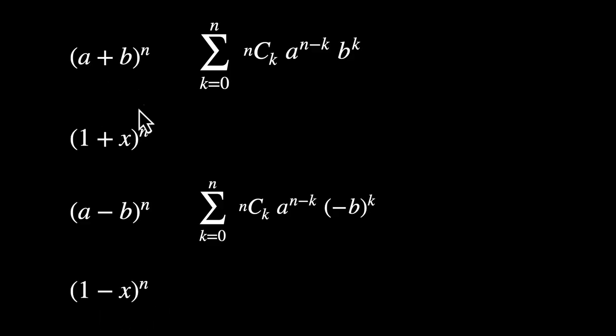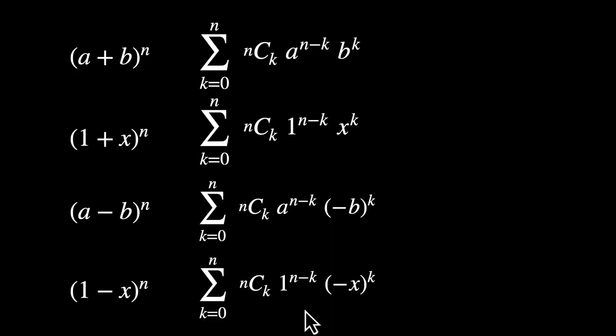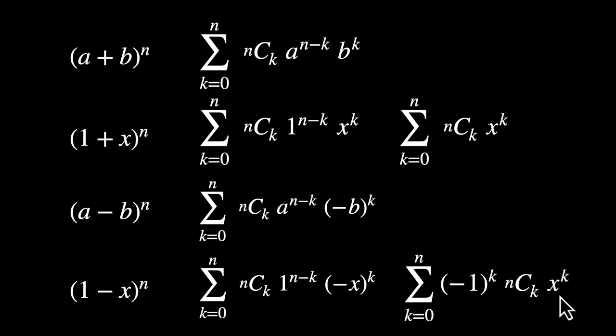Replacing a as 1 and b as x, the summation will look like this, and for this one, it will look like this. Because 1's powers are just 1's, we can completely ignore this part. We can simplify this. We can say that this expansion is actually nCk x to the power k, and this one is nCk x to the power k, but with an alternate negative sign. Let's see what the expansions look like.